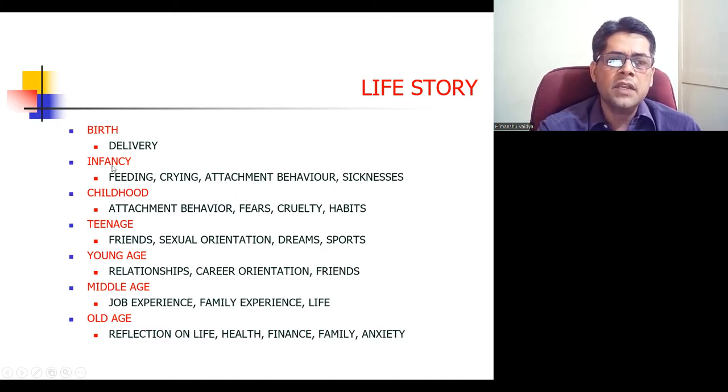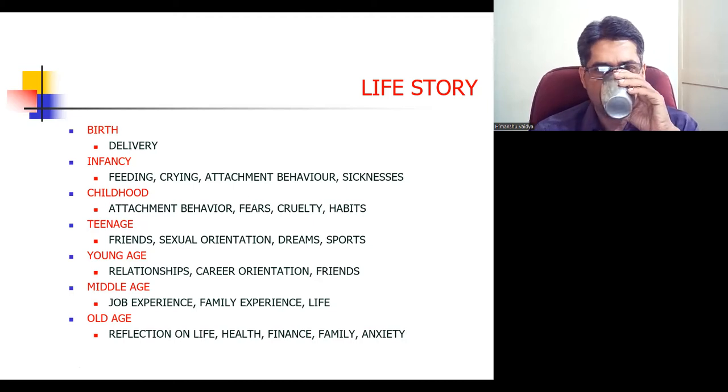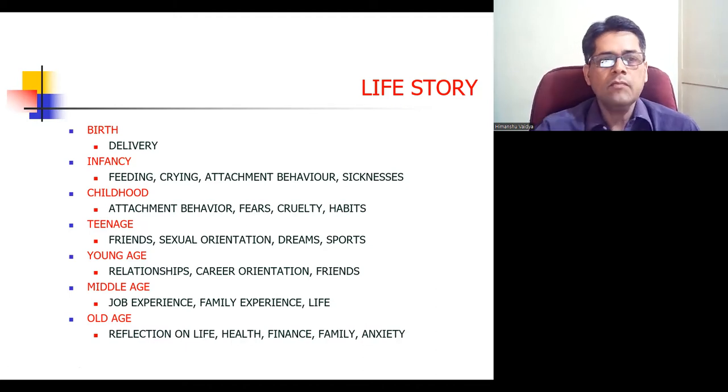So in each of these areas we ask questions. For infancy we ask questions on feeding, crying, attachment, behavior, sicknesses. You can ask questions on more areas. I have listed just a few limited areas. The more questions you ask, the better information you get, and the better case history comes into existence. In childhood, we asked about attachment behavior, and that gives us an idea about if it was normal or impaired.